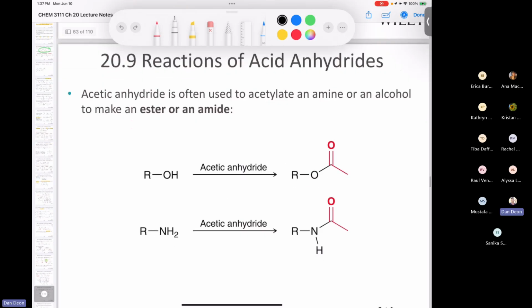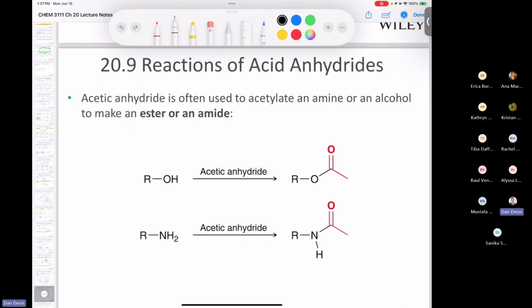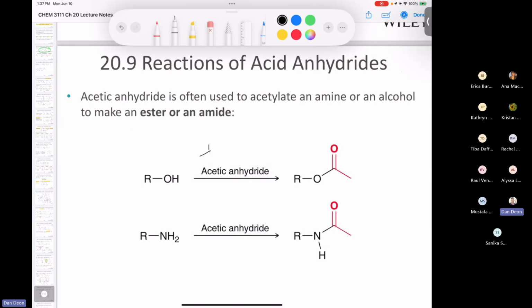So before we move forward, let me show you something interesting here. So remember I told you that you could make acetic anhydride, this compound here, by heating up acetic acid to 800 degrees Celsius.